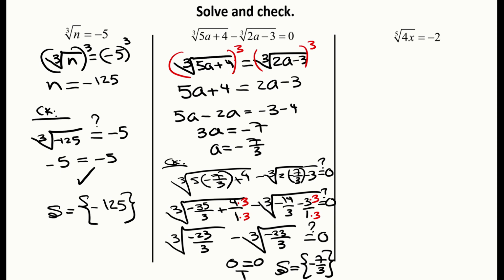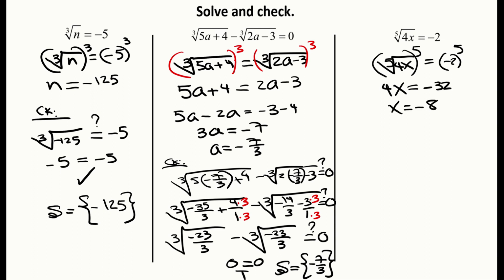All right, for the last one on the right on this screen, we have a fifth root. So of course, we know that we're gonna have to raise both sides to the power of 5 to liberate that 4x from the imprisonment of that radical. So we get negative 2 to the power of 5. And of course, the fifth root of 4x to the power of 5 is just going to be 4x. And we know that negative 2 to the power of 5 is negative 32. So we get x equals negative 8.